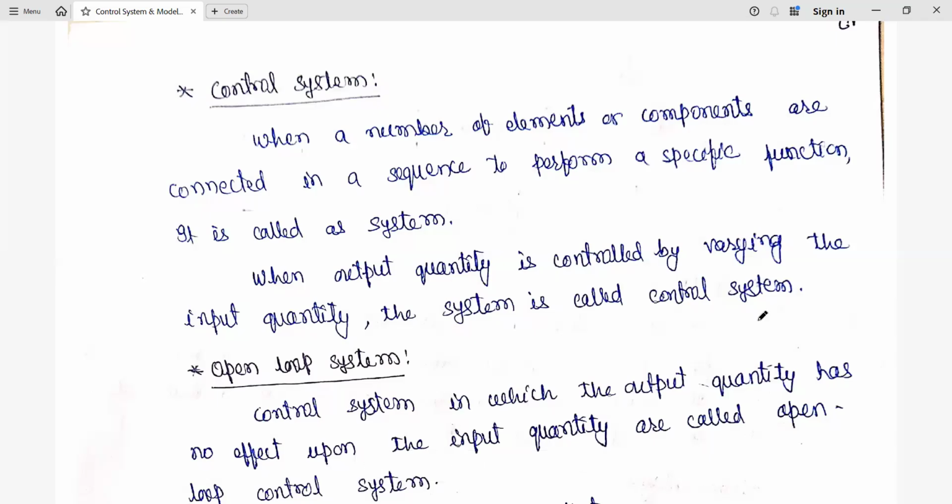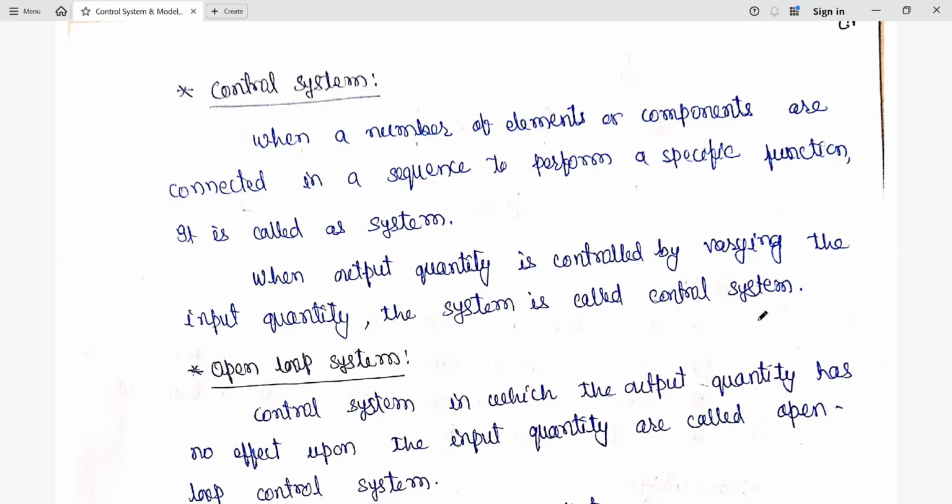Control system, we are going to see what is the control system, why it is called a control system, how it is going to control the system. Then we'll see various types of the control system, especially open loop and closed loop control system. And later we'll see the advantages and disadvantages of both types of the system.